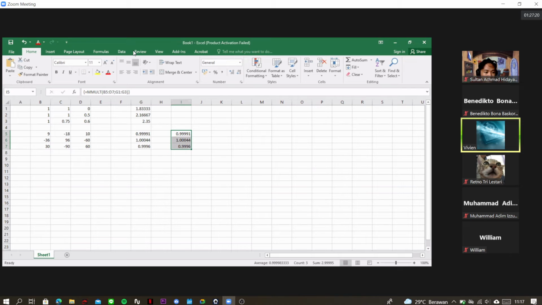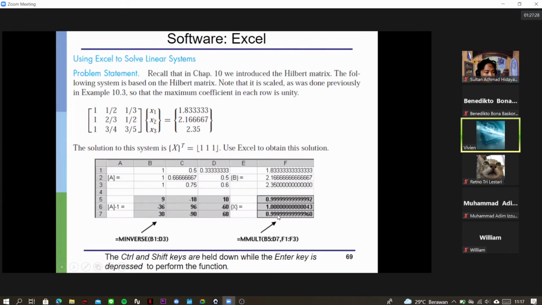Okay, so now I will return to the slide here. So here is the revision: it is with semicolon, because the function is with semicolon here. So it's not only a comma, but a semicolon.